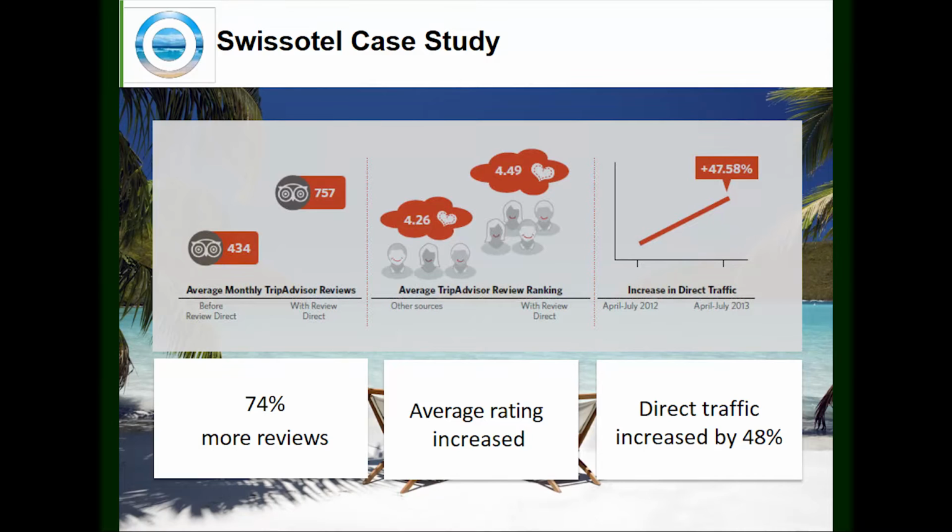And then at the far right, you see their direct traffic, the traffic from TripAdvisor to their page where they can drive direct business, went up by 48%. And ultimately, they saw an increase in their direct bookings, which is one of the key goals for most hotels, independent or chains.